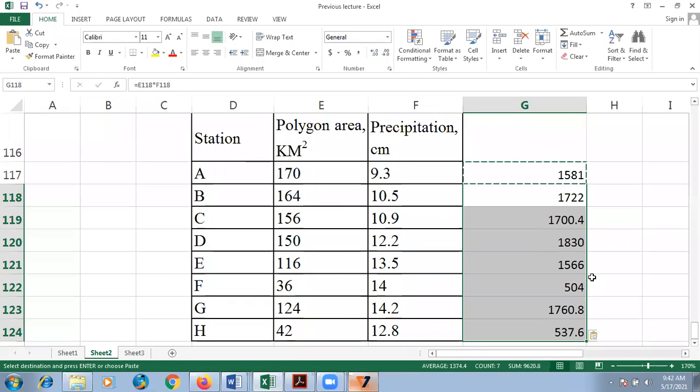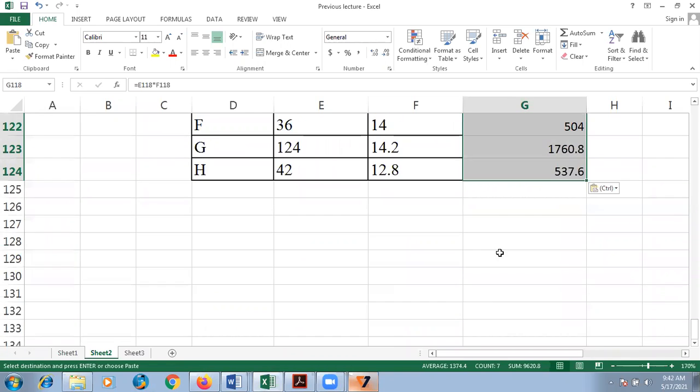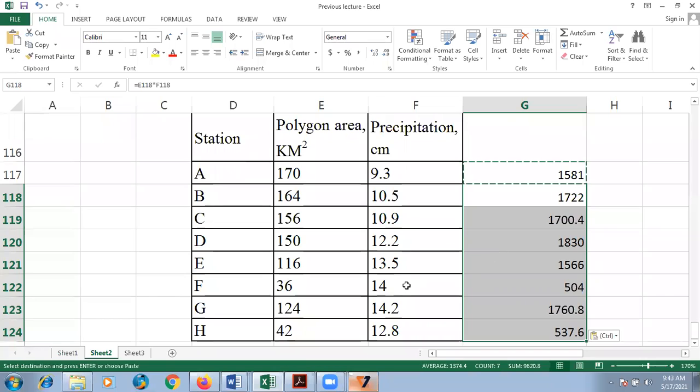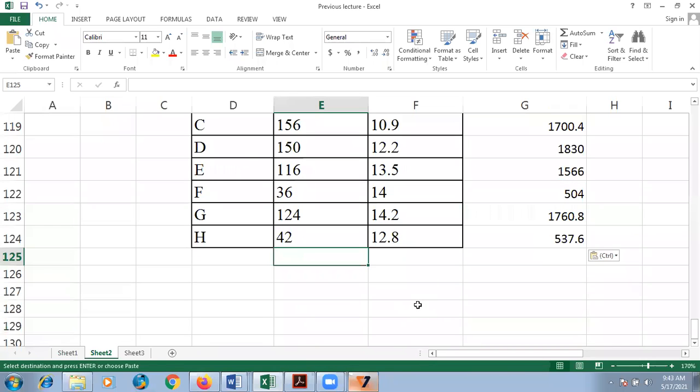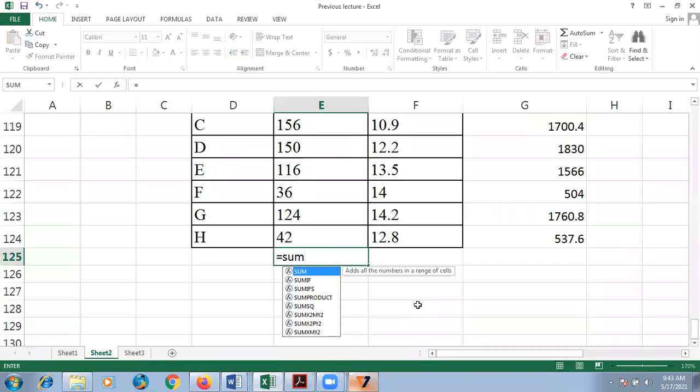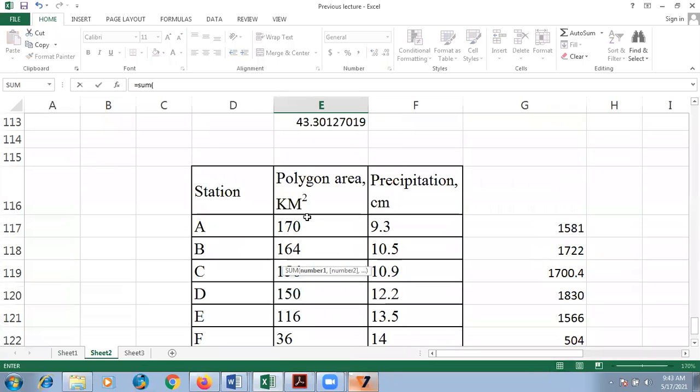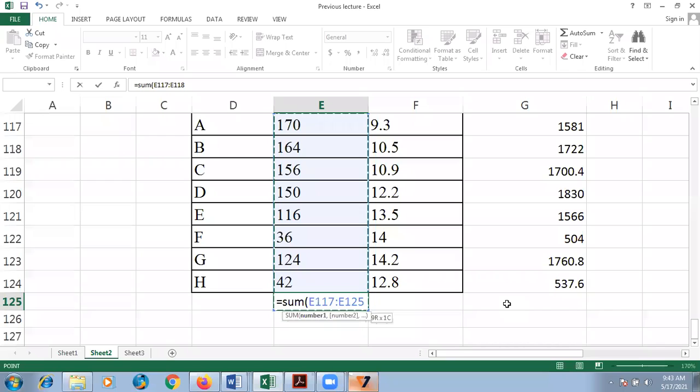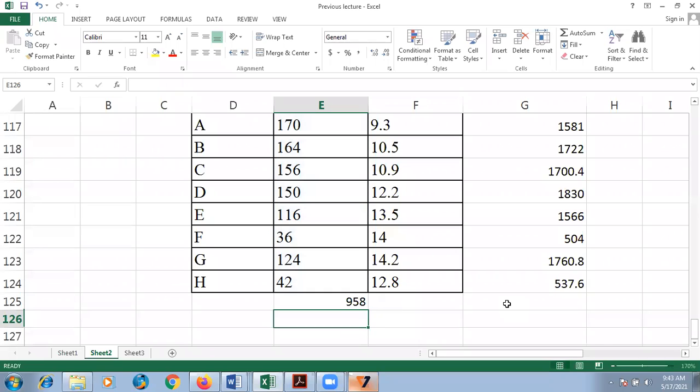So that also is done. Now you calculate the sum of the area, sum of the polygon areas. Sum you have to calculate. So sum of the area is 958.